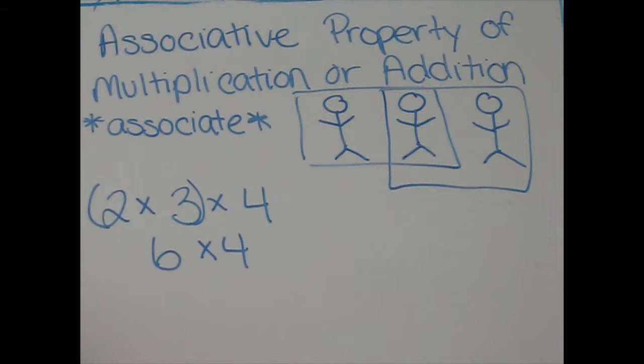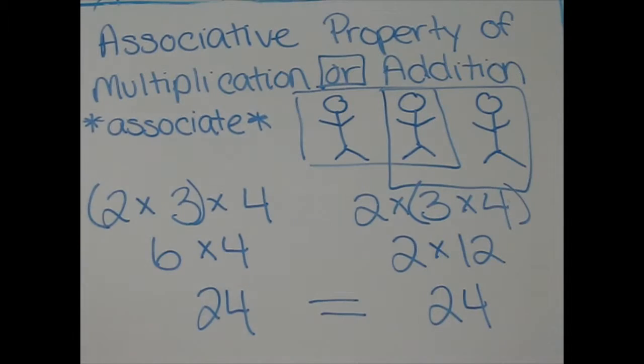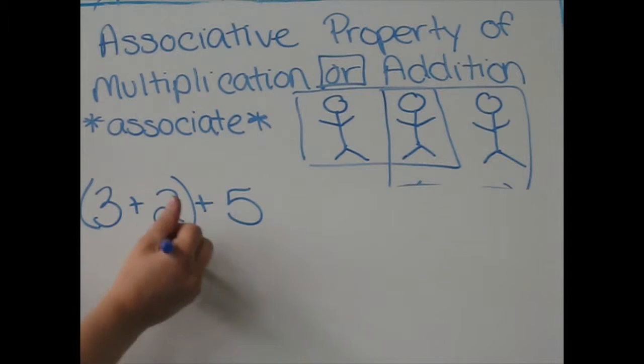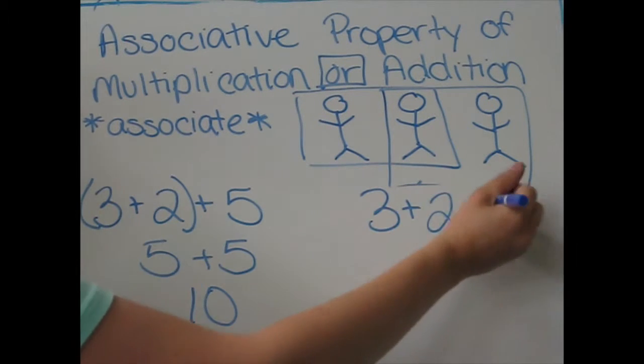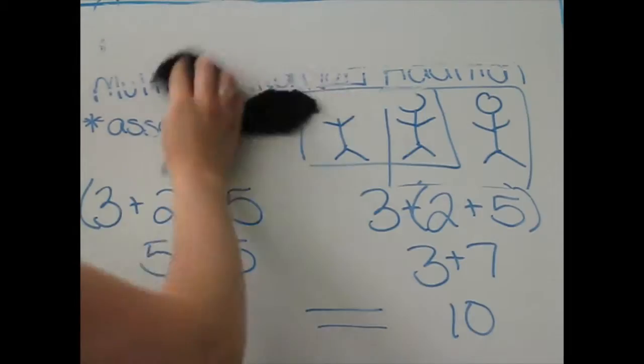We can either multiply the first 2 numbers first, still get 24, or the second 2 numbers, and you're still going to get 24. They're the same. Again, it's got that word or, so we can do it with addition as well. First 2 numbers, or second 2 numbers first. Both times, we get 10.